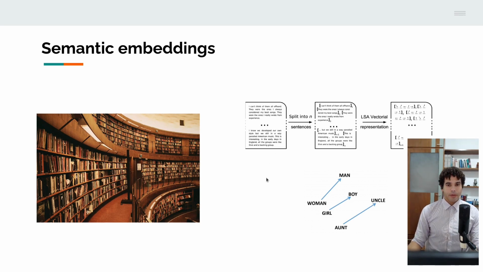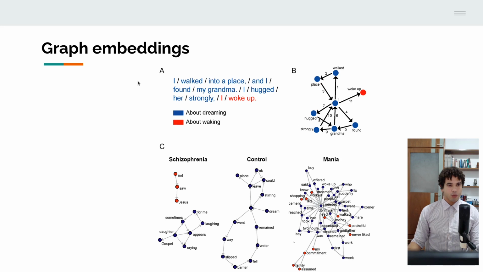Alright, the next technique that we cover is the one of graph embeddings. So basically we take the original sentence here, I walked into a place and I found my grandma, and we do a graph based on that. So every time a word is repeated, for instance, he starts with I and he repeats this I here, then we get a loop. And based on this, we also can get a grasp of how each type of speech is represented in here.